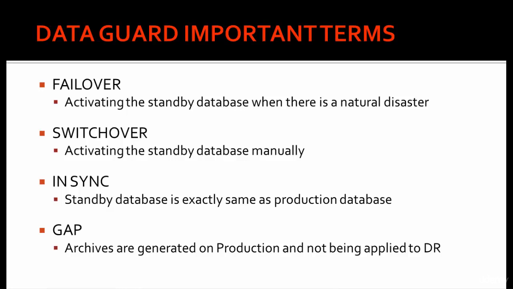If there is a gap or a difference between the archive log numbers, for example, on primary the log number is 10, but the archive log which is applied onto the standby is 7, we have a gap of 3 logs. That is the next important term in DataGuard. Now what is a gap? Archives are generated on production and not being applied on the DR. There might be different reasons. We'll get into the reasons and configurations later, but for now understand the terms.